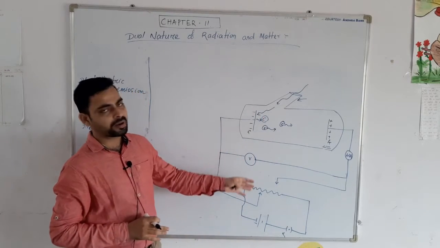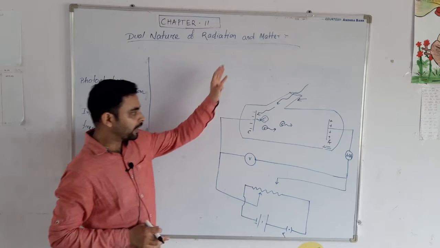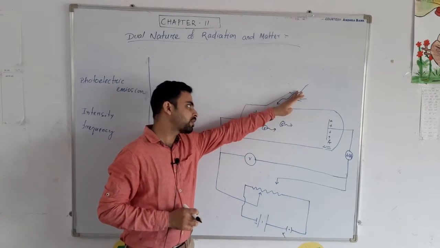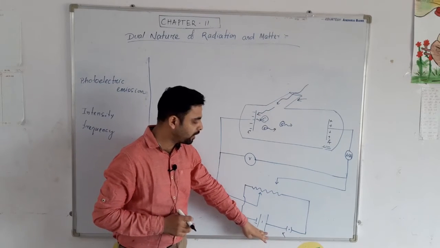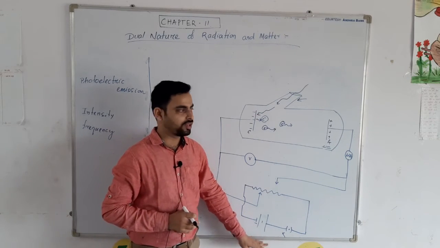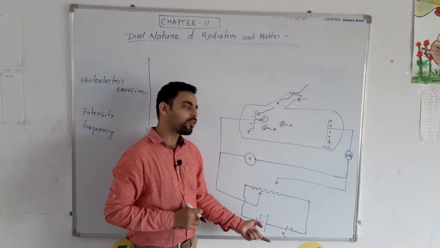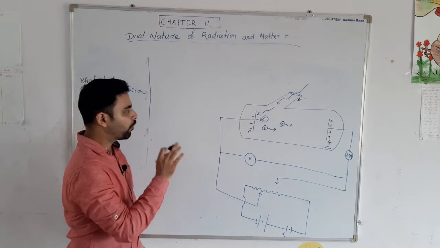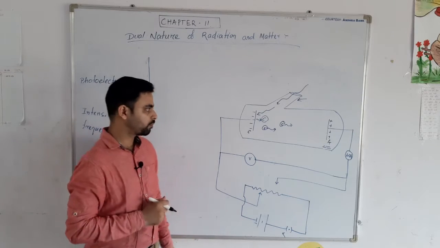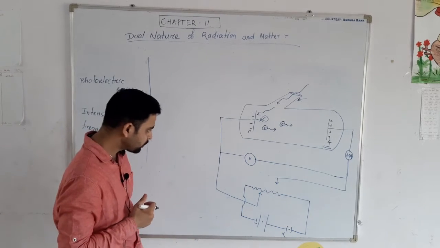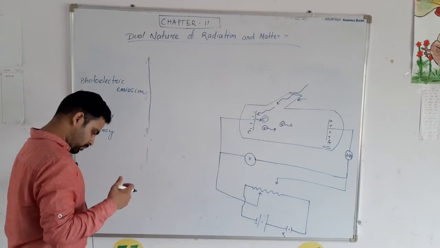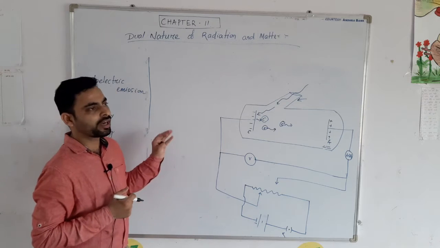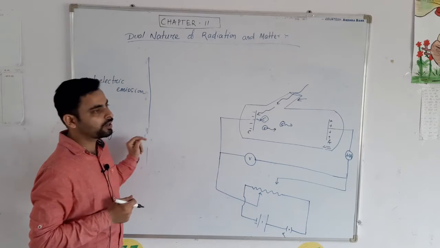So in this experimental setup, we observed that electrons are emitted because of light, and the battery acts as a supportive agent, not as a source but as a supportive agent in this experiment. This is photoelectric emission, the photoelectric effect. In this experiment, we observe certain things. Before going to the experimental results, we will discuss certain points.